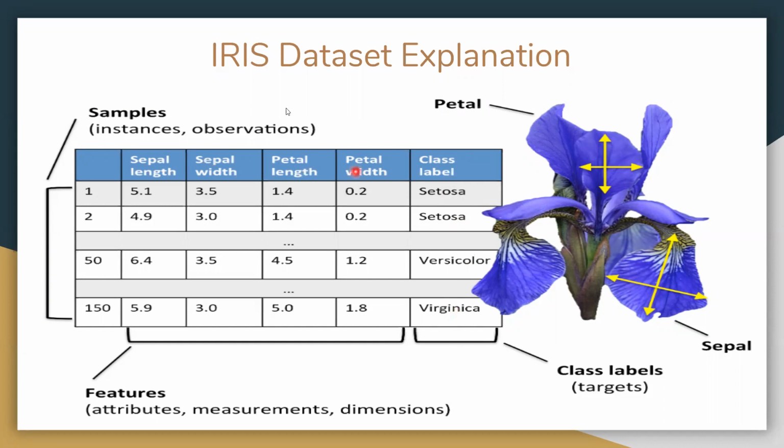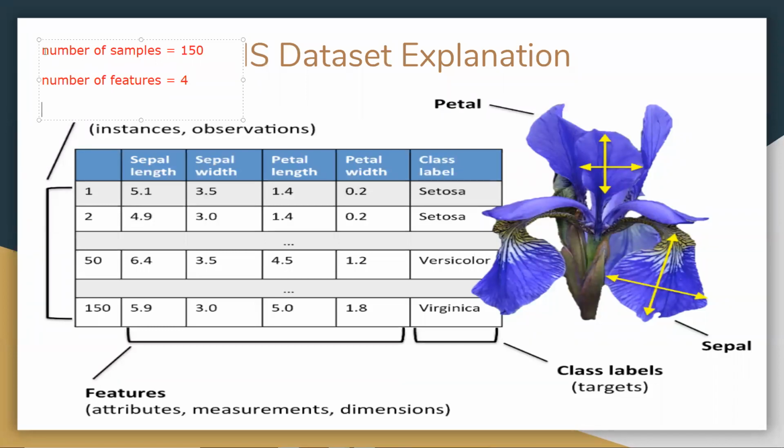So now the iris data set overview is: number of samples. How many samples are there? You have 150 samples. Next, number of features. How many features you have? 4 features. And the number of classes. How many classes you have? 3 classes. So this is the summary of the iris dataset.